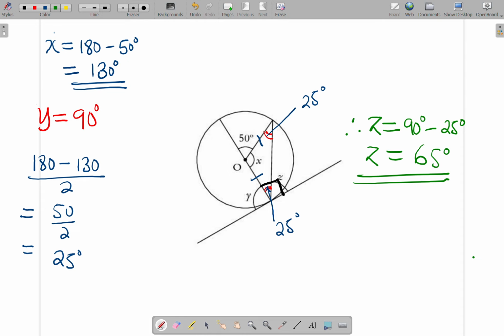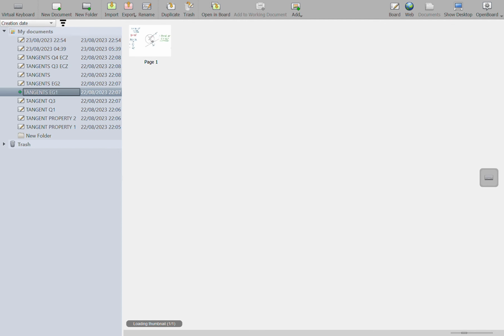All right, so let's just continue as we look at some ECZ question papers. I'll give you two ECZ question papers. Let's look at questions there. Let's just look at this example there.